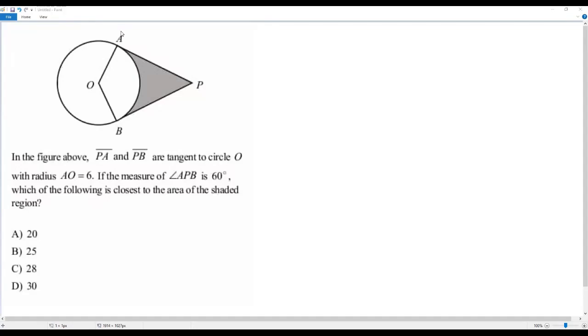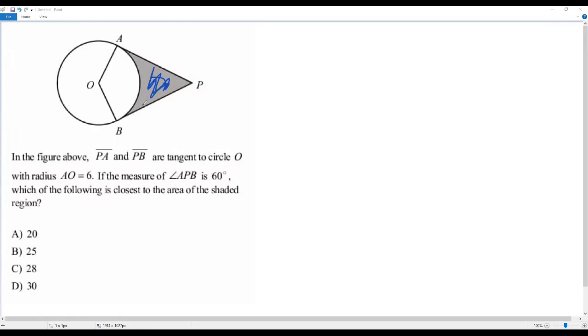Here we have a SAT math problem. Okay, let's go to the question. In the figure above, line segment PA and line segment PB are tangent to circle O with radius AO equals 6. If the measure of angle APB is 60 degrees, which of the following is closest to the area of the shaded region? Okay, here using the given information, we have to get the area of the shaded region.